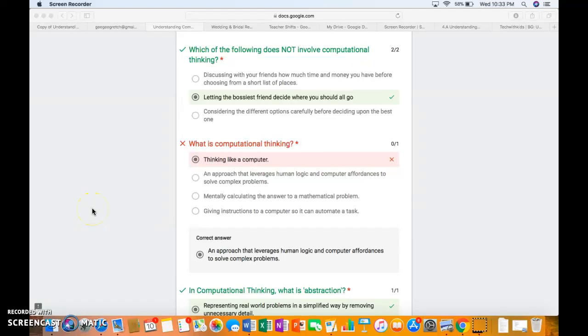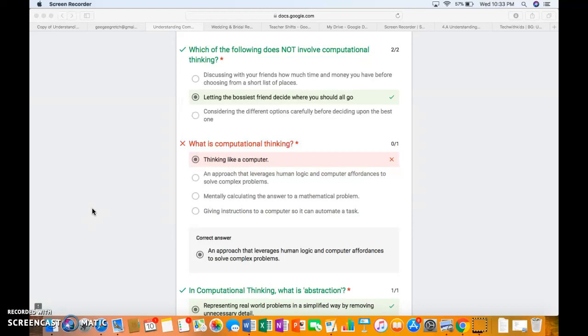All right, so I just took a computational thinking quiz on how to understand it and apply it more. I didn't do super well, so I'm just going to go through and explain some of the things that I did wrong, and hopefully be able to explain what I did and what the right answer is.